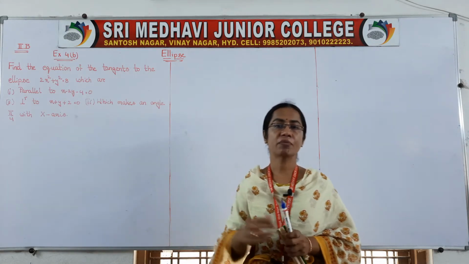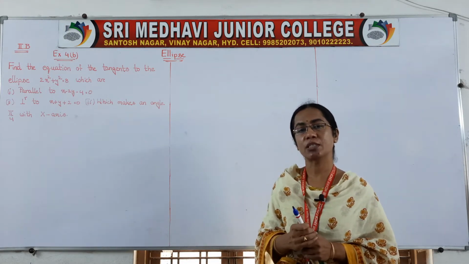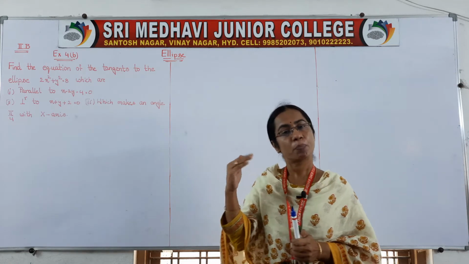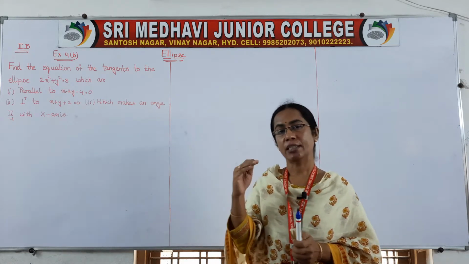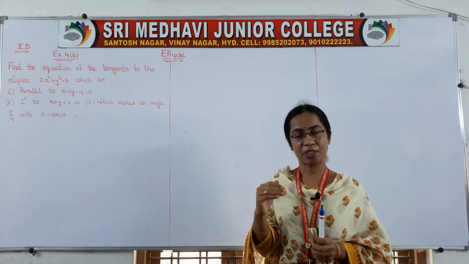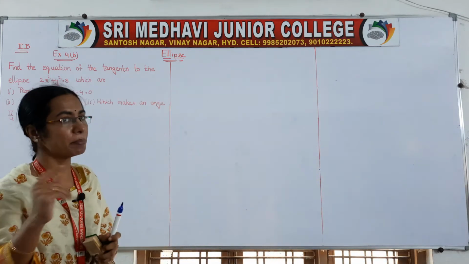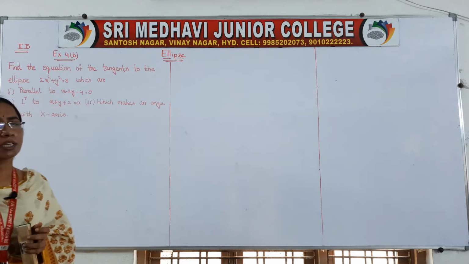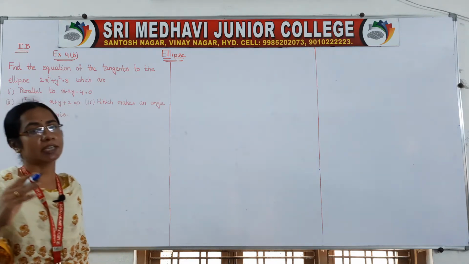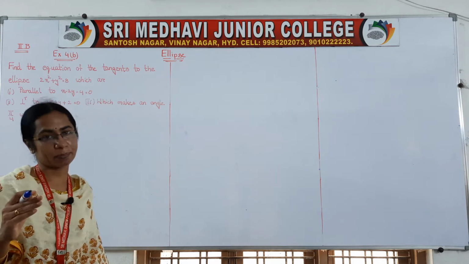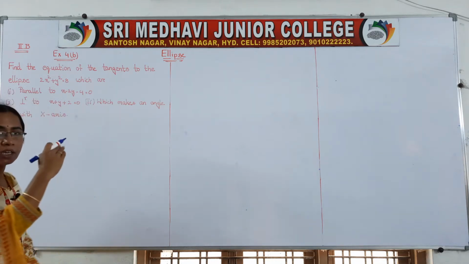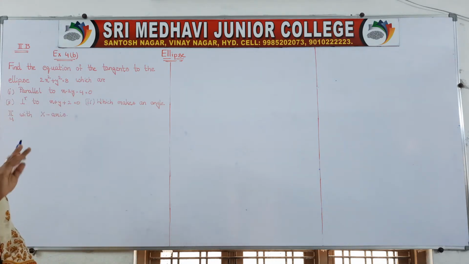So we are dealing with the ellipse problems, exercise 4b. In the previous class we did the tangents of the ellipse, right? So now we will also do some problems, right? Three bits are there in one question, but they don't ask all three at a time, they can ask two at a time, okay? But all three are repeated questions, they can ask any two.